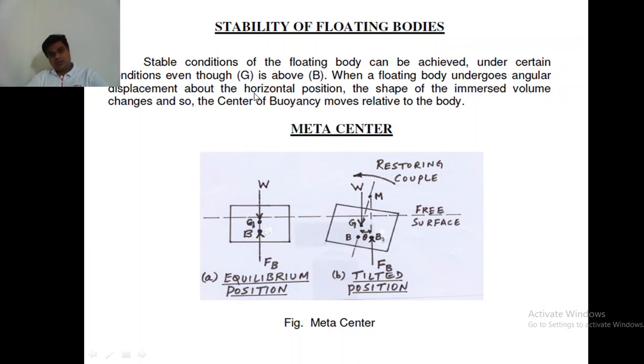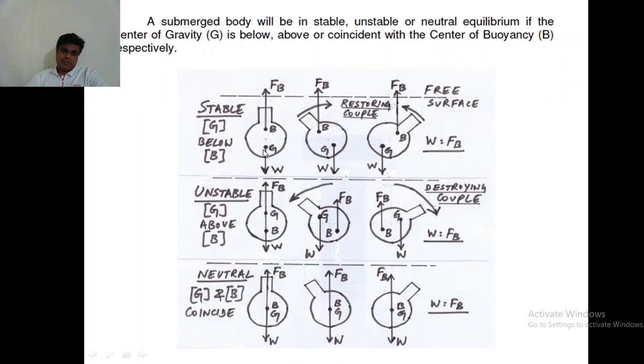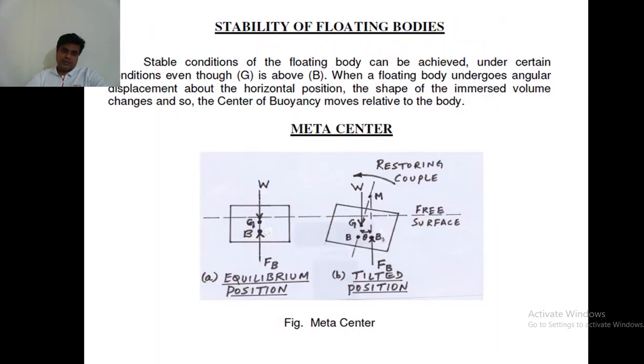So in case of floating bodies, the center of buoyancy will be below the center of gravity. So here we can achieve the stability of the floating bodies even when center of gravity is above center of buoyancy. Just now we saw that for submerged bodies, center of gravity should be below center of buoyancy for stable condition. But here, in case of floating bodies, center of buoyancy will be below the center of gravity.